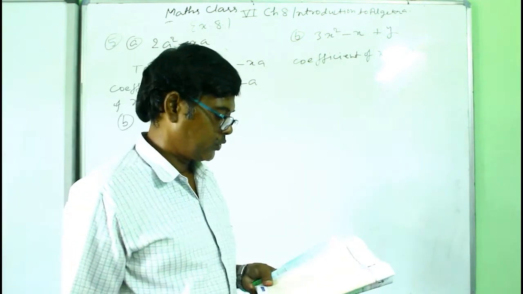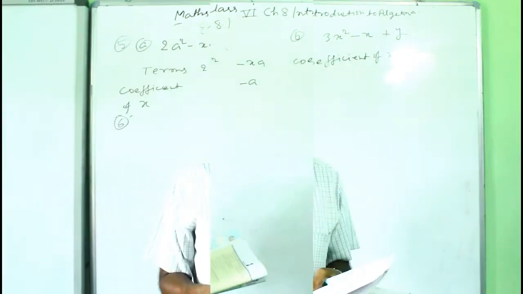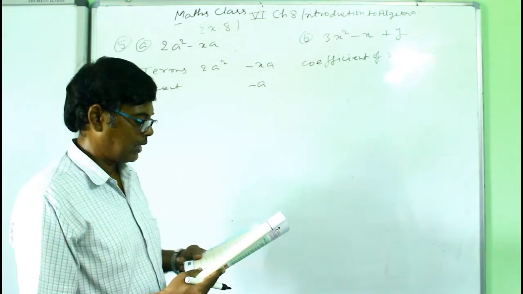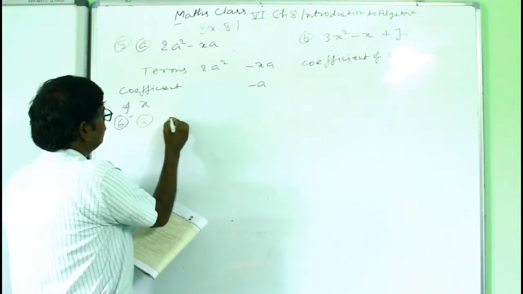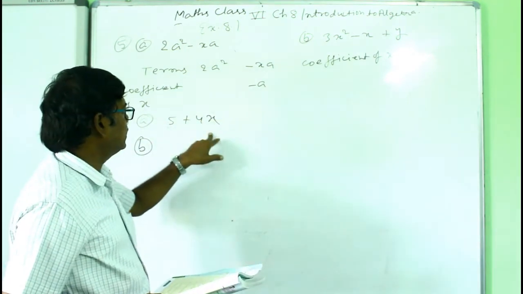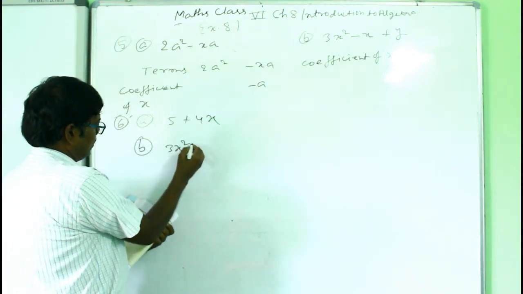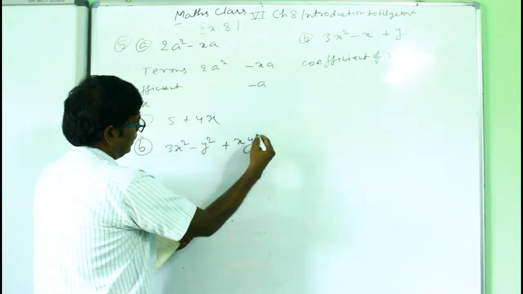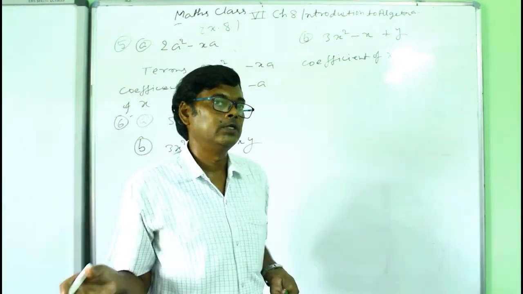Now the next question, question number 6. Write down the algebraic expressions whose terms are given. Okay, here the answer will be 5 plus 4x. That is, you are given the terms, then we can write the expression. In the next it is 3x square, then you have minus y square and then plus xy. Like this you can write the answer of other questions. You are given the terms and then write the expression.